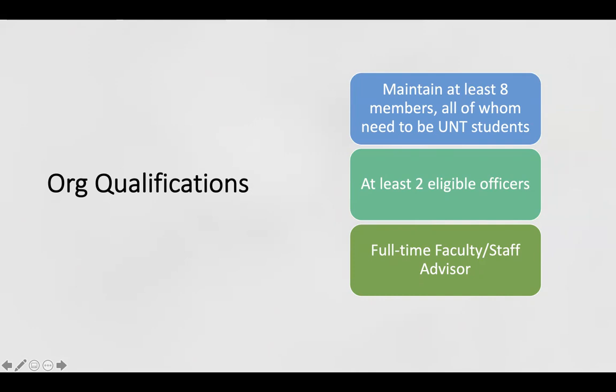So when you're going through this approval process, you will need to upload an Excel document that has all your current members, as well as their EU IDs, because we will be checking to make sure that they are currently enrolled students. So making sure that you have those 8 members and maintaining at least 8 members throughout your organization's lifetime at UNT, as well as at least 2 eligible officers and a full-time faculty or staff advisor.